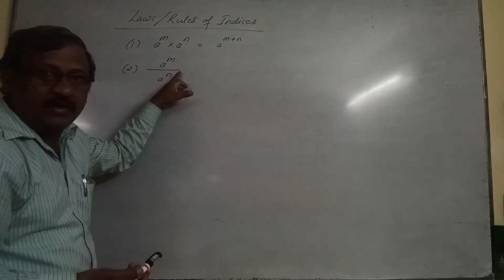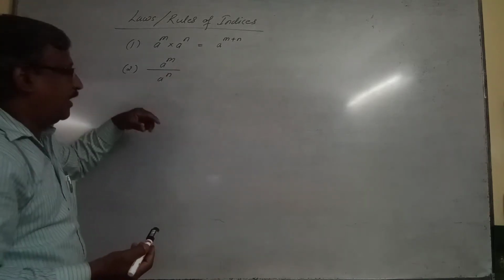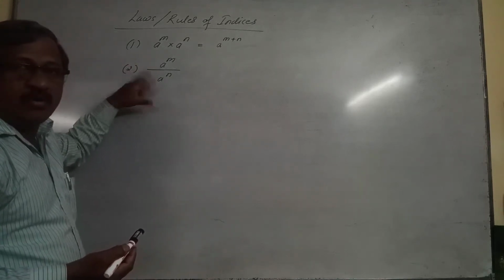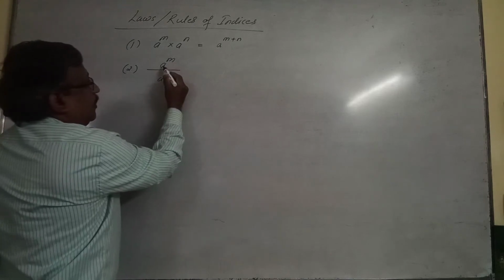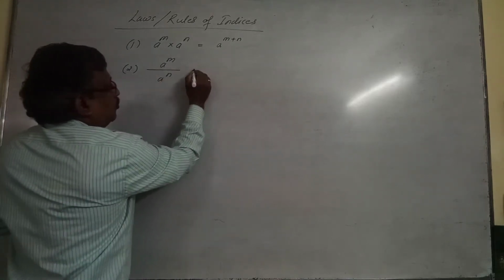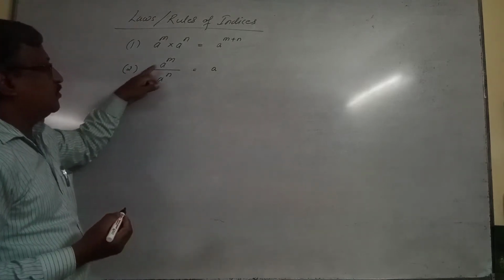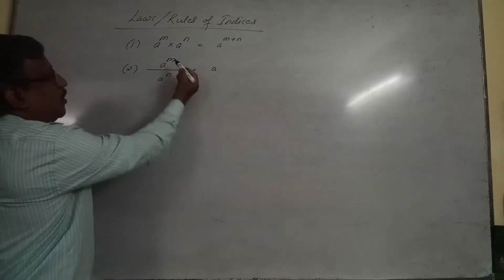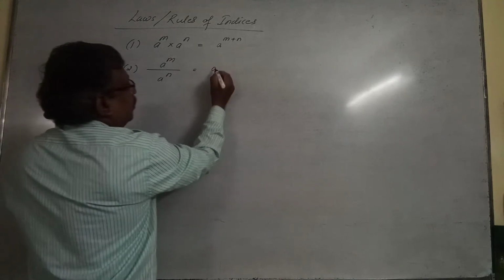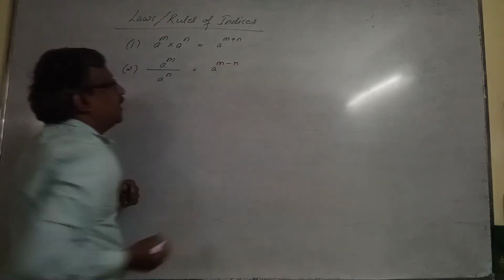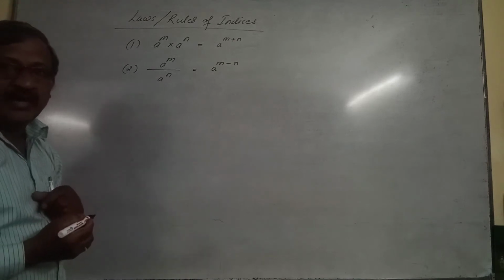We have to subtract the index, right? But to subtract the index, see whether the base is the same or not. So here, what is the base? It is a. So write that common base, a. Then as there is a division, we have to subtract the index, meaning from m we have to subtract n. So it is written as a raised to m minus n. This is the second rule.